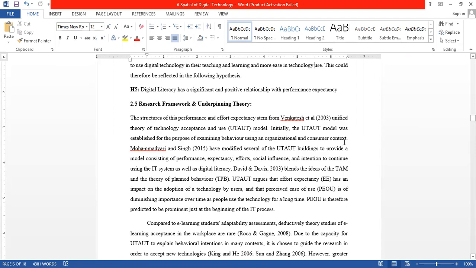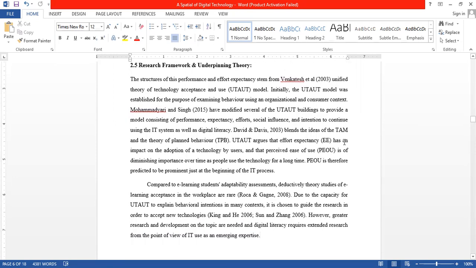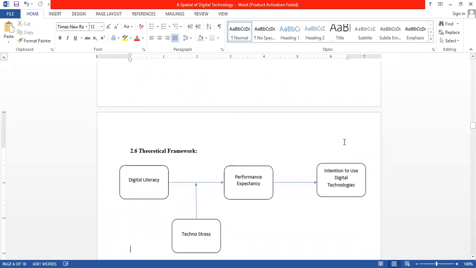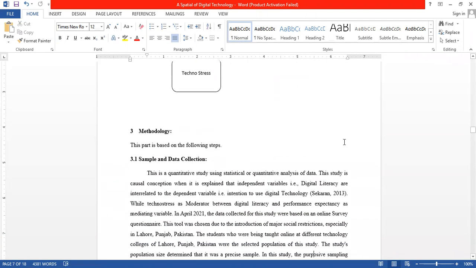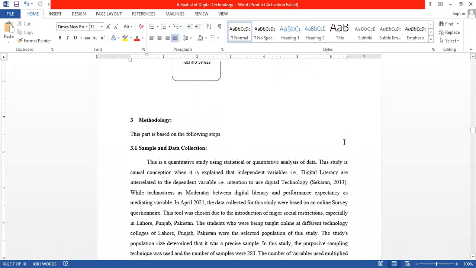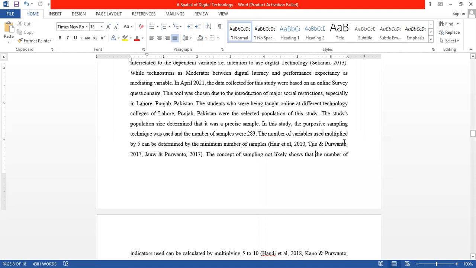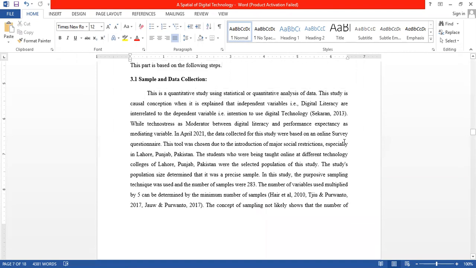You will also brief about the theory and why you are using this theory in your research paper. And after that, you will write the theoretical framework, as I have written the dependent and independent variable, mediating and moderating variable as well. And after the literature review, you will write about your methodology. In methodology, you will write about what type of data you collected, what your sample or population was, and what type of sampling technique you used.